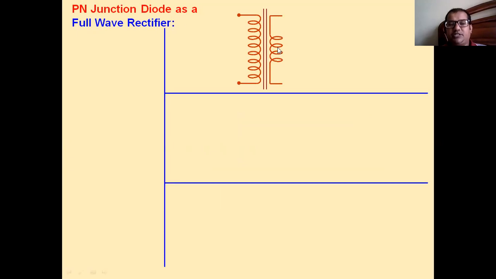The P region of each diode is connected to the secondary coil of the transformer, and the N regions are connected at a common point. The common point is again connected to the central tapped region of the transformer through load resistance RL.